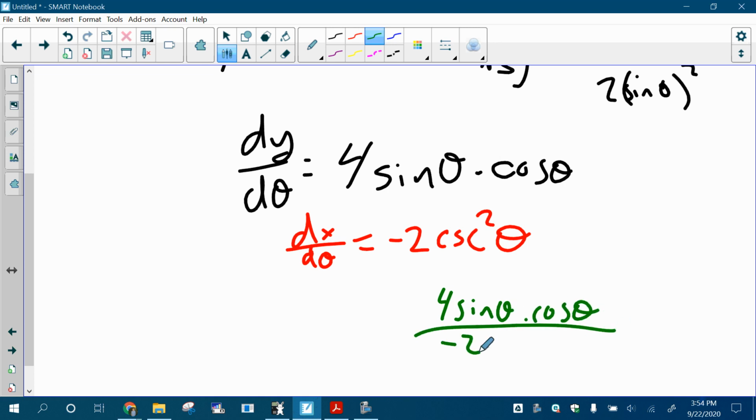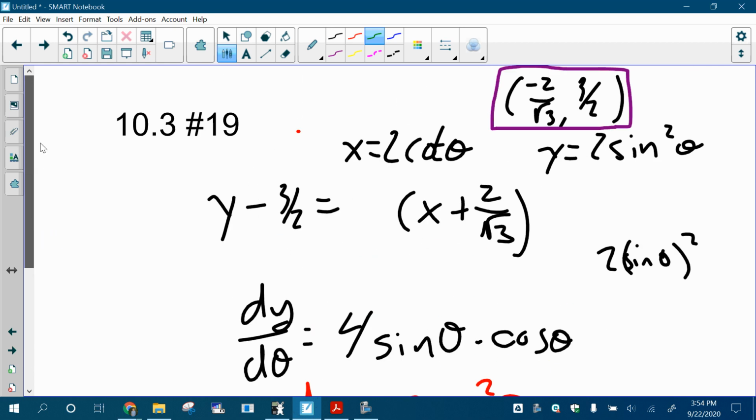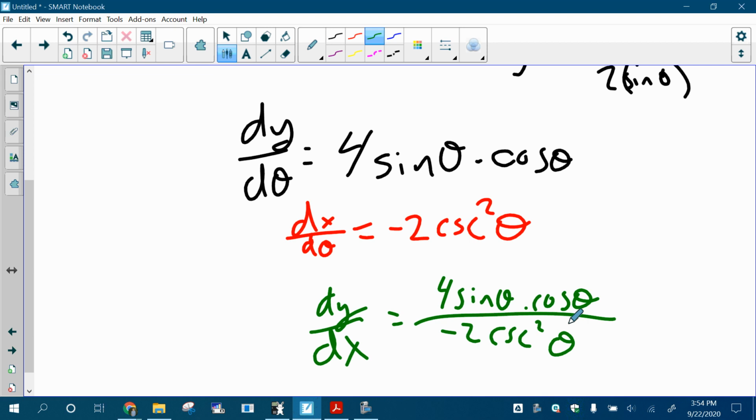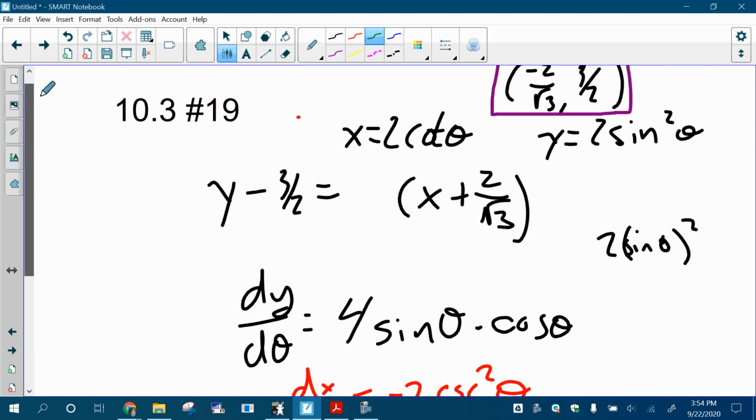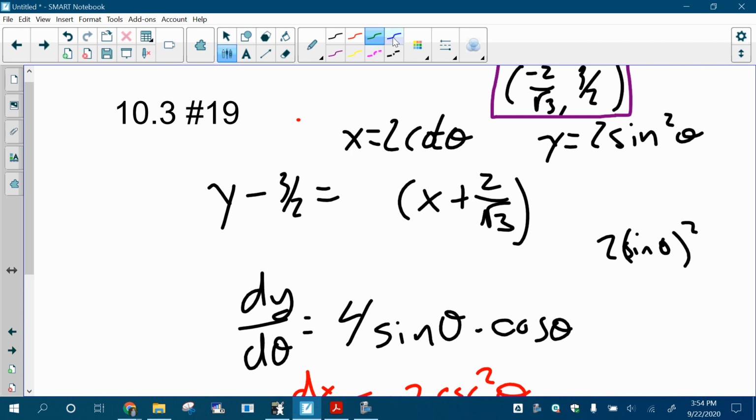You can do fancy simplifying if you want. I'm not going to. But now we run into a tricky part of this problem, which is that I want to figure out what dy/dx is at this point, but this is a point. This is an x and a y. It's not a theta. So I don't know what to plug into this formula. Well, I need to figure out the theta associated with this x and y. How do you do that? You plug this in for x and this in for y, and you solve for theta.